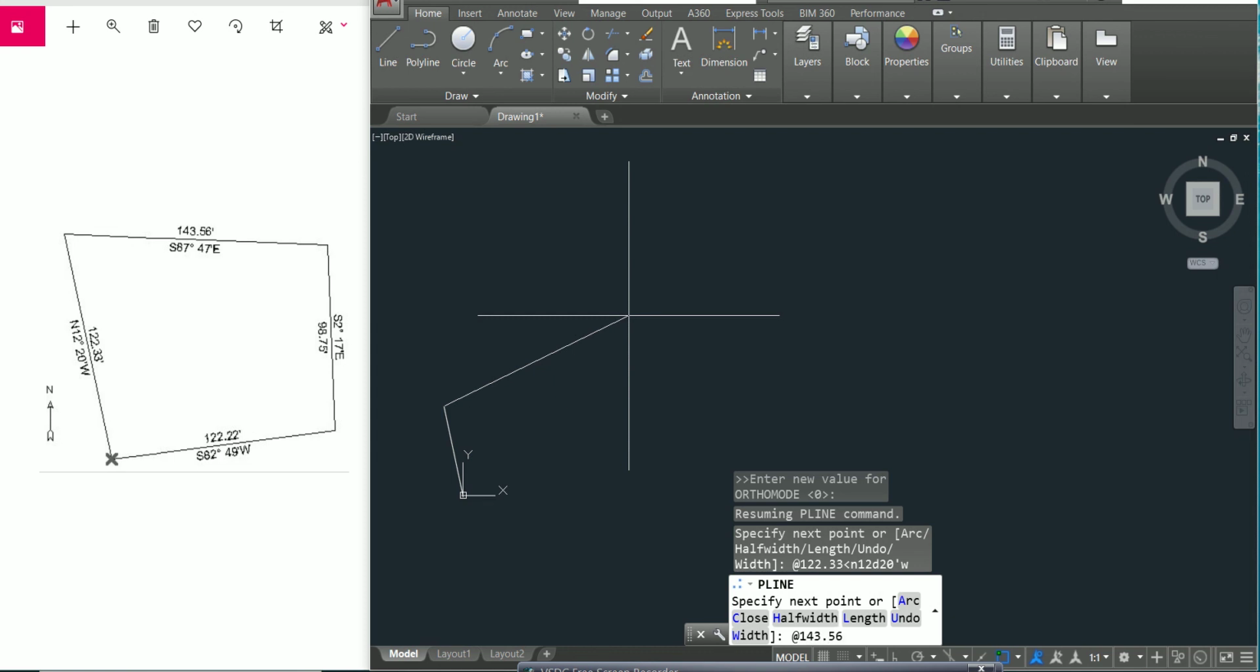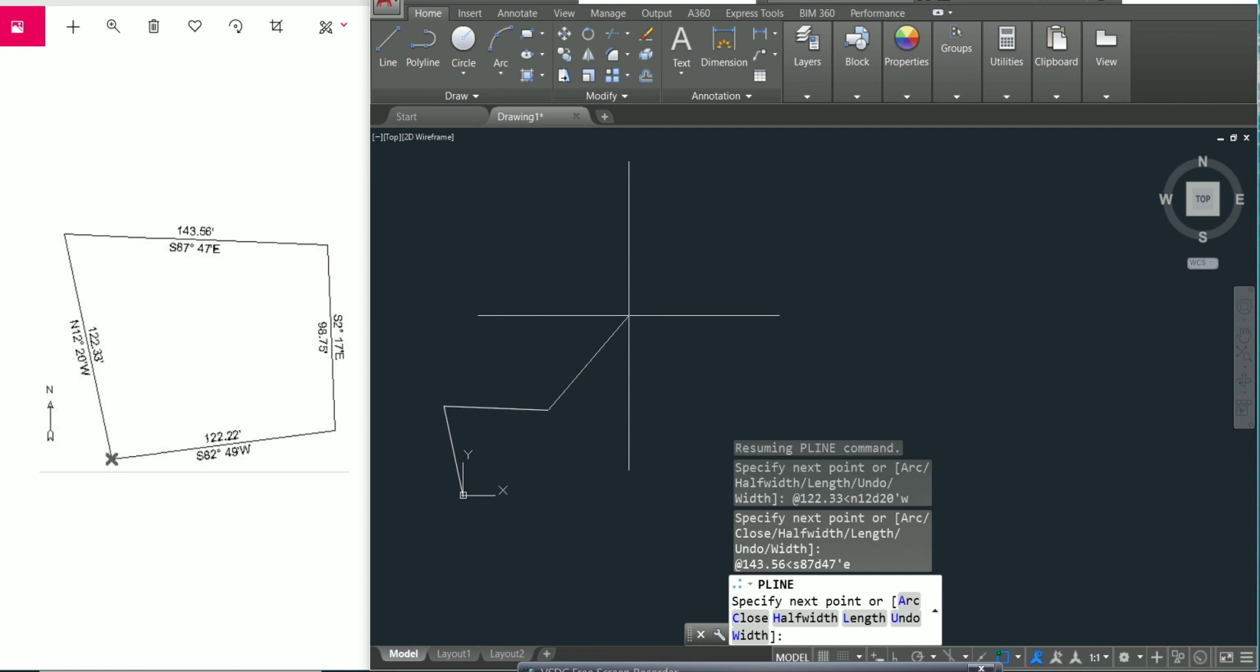143.56, then S, 87 degrees, 47 minutes east. Okay? And @ again, itong next na point 3 to 4. Okay? So, at yung sukat, don't forget, lagi nauuna yung sukat. Then, south. Then, 2 degrees, 17 minutes east.